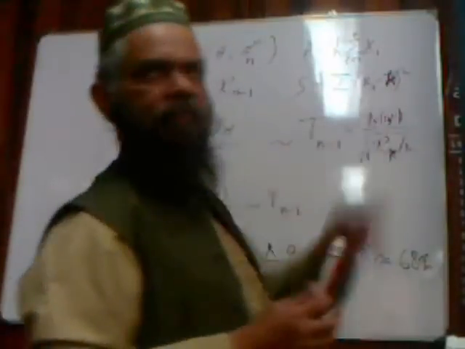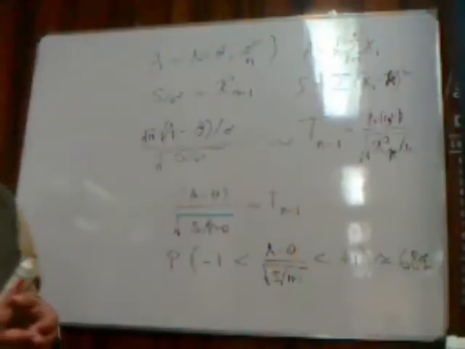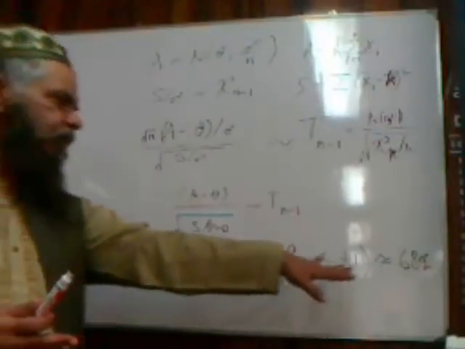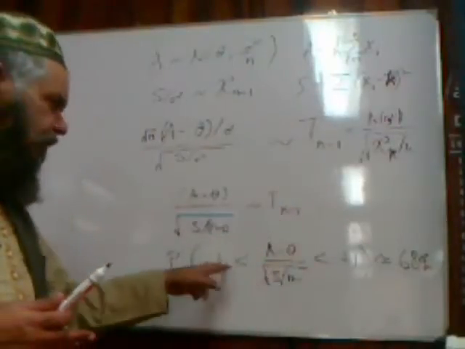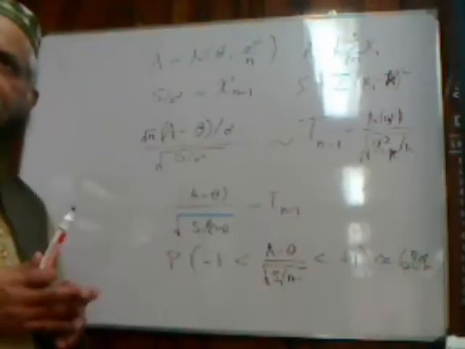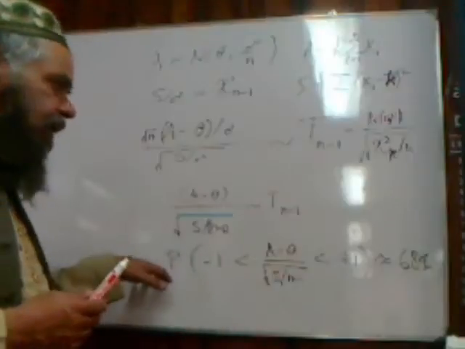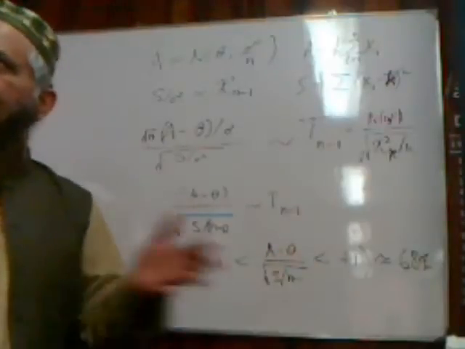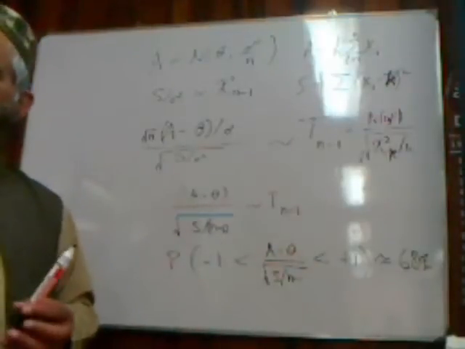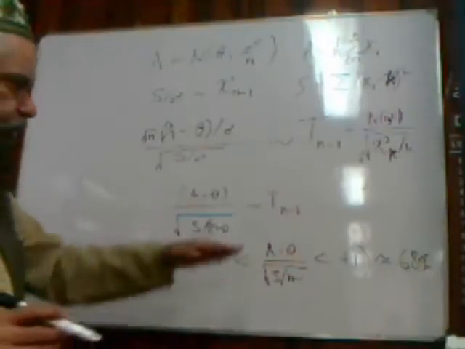So when n is large, you only have the normal 0, 1 in the numerator. So for large values of n, this will be 68%. For small values, basically you have more uncertainty. So if you want to get 68%, the 1 will become larger on this side, and the tables will tell you at what value of n you have, and so on.